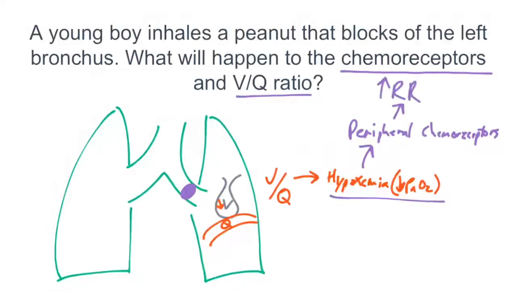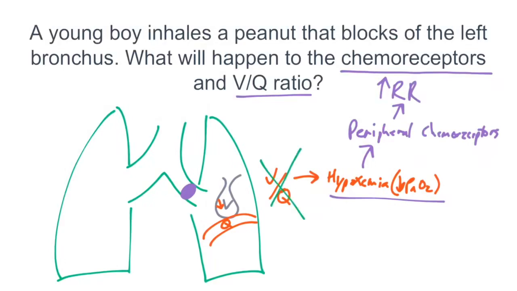Now, what if we said that this patient did not inhale a peanut, but instead suffered from severe kyphoscoliosis? Then what would we say that this child's problem is? Well, this patient would be unable to fully inhale, so they will essentially have a restrictive lung pathology. The point is that this patient would actually have a peripheral hypoventilation problem, not a VQ mismatch. So the problem is a little bit different.